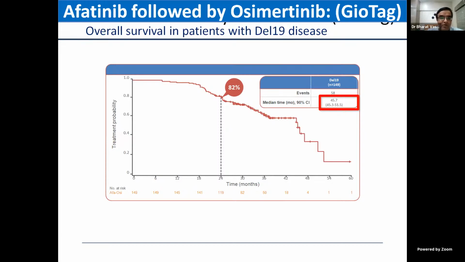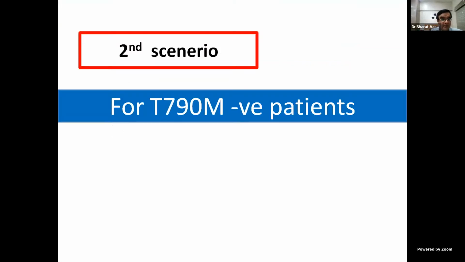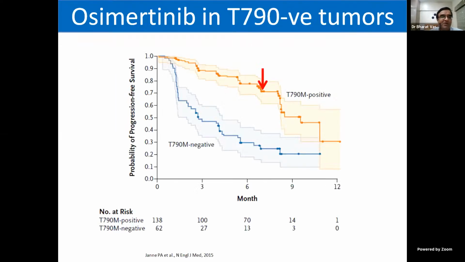So what I am trying to suggest is in a majority of patients, the survival is better when you sequence. Now this is what we call the Achilles heel. What about T790M negative patients? Now please look into the data. Even in T790M negative patients, osimertinib may not work at all.